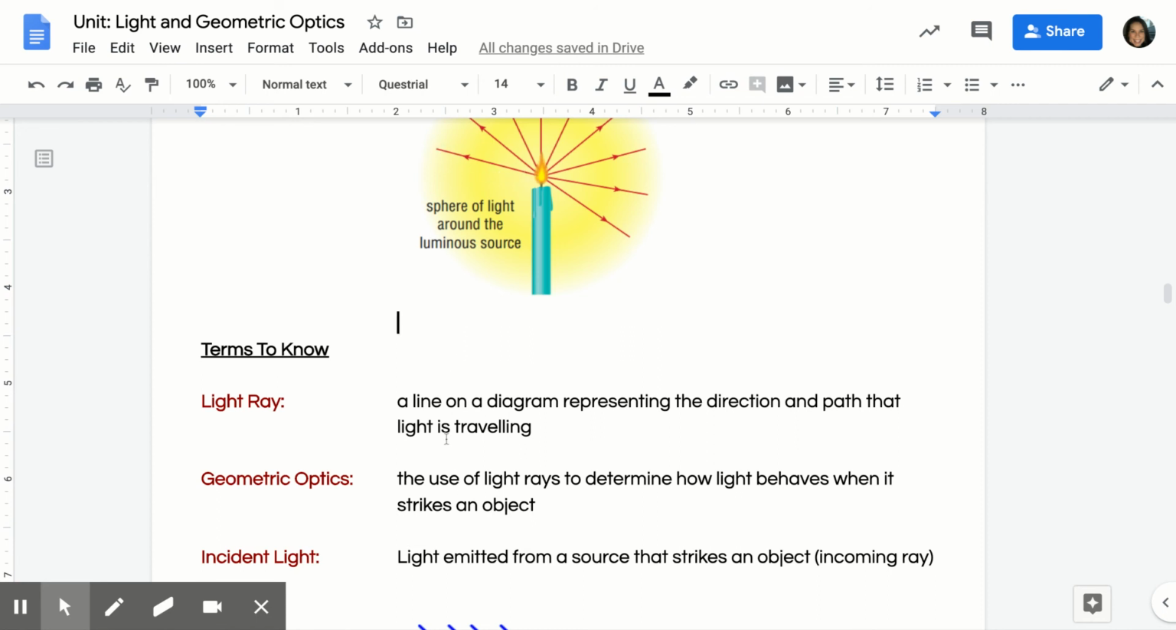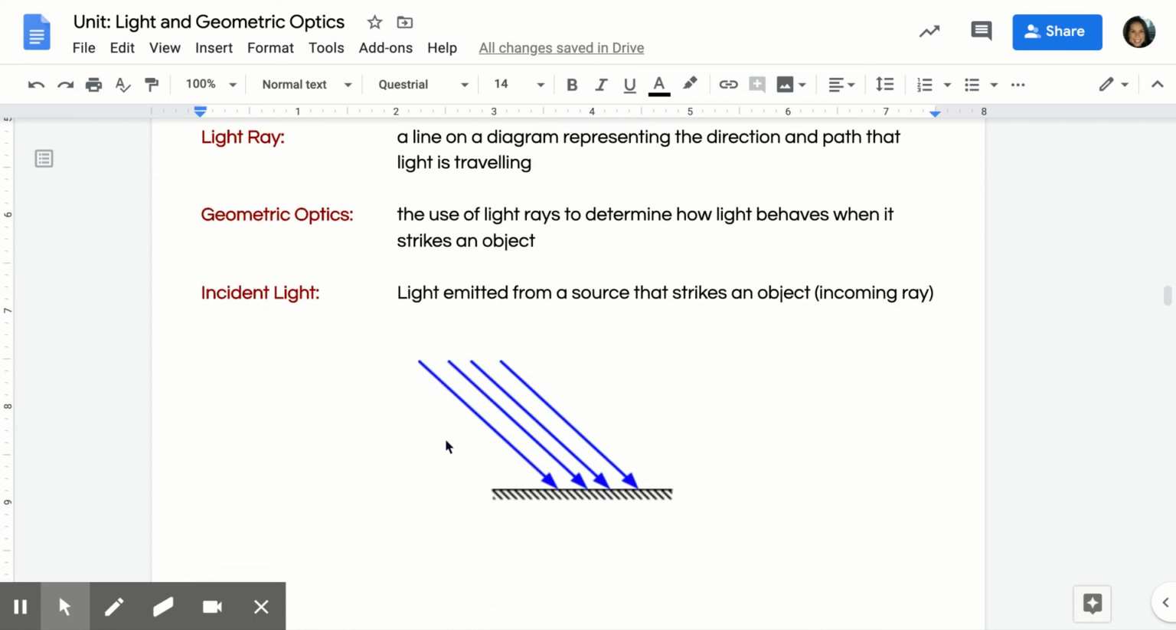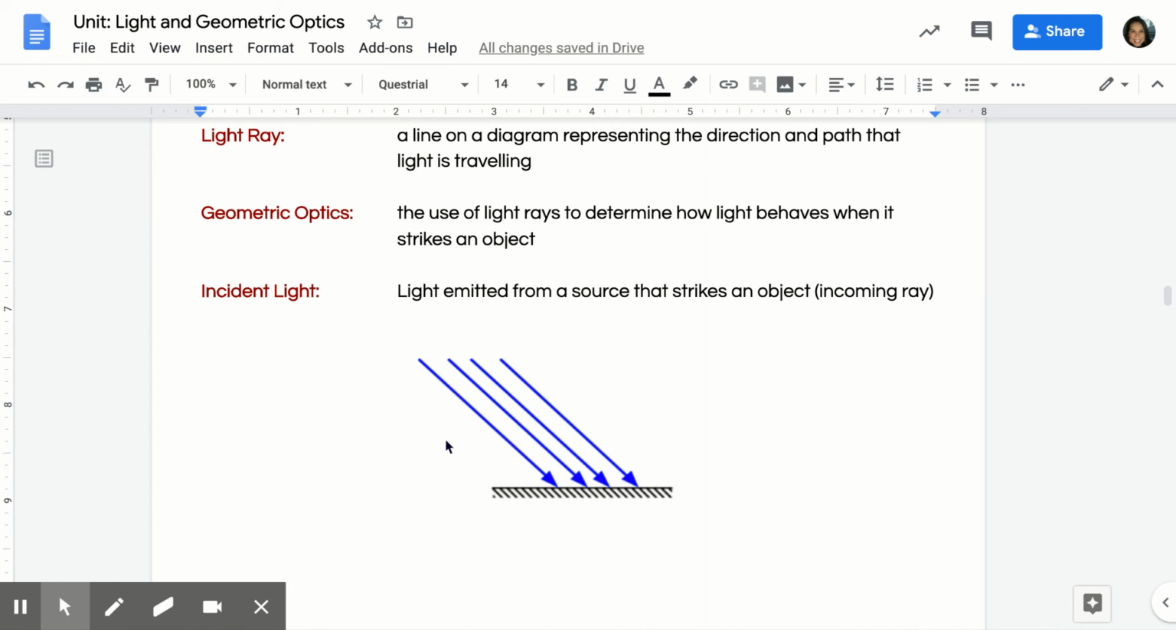Geometric optics. So this is the use of light rays to determine how light behaves when it strikes an object. And this is really important. So for instance, I'm sure that you guys have heard all of this drama with the new Ontario license plates. So we need to understand how light is going to work when we hit those objects so that we can make sure that everything that we're using is safe and fit for purpose.